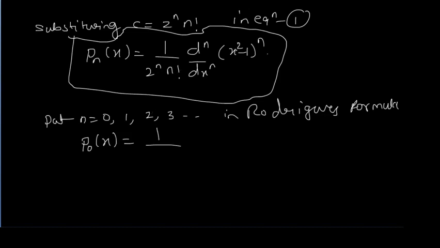Next is 0 order derivative. So 0 order derivative of x square minus 1 whole, this is n is equal to 0. So again it becomes 1. So therefore P naught of x is equal to what? We get 1. Next put n is equal to 1.